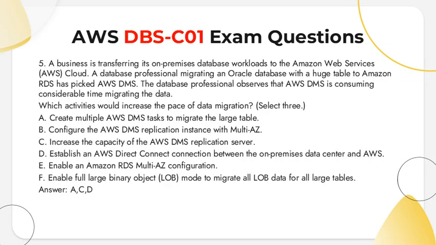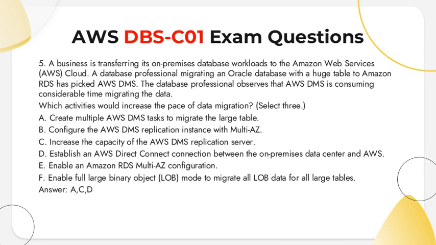5. A business is transferring its on-premises database workloads to the Amazon Web Services (AWS) cloud. A database professional migrating an Oracle database with a huge table to Amazon RDS has picked AWS DMS. The database professional observes that AWS DMS is consuming considerable time migrating the data. Which activities would increase the pace of data migration?